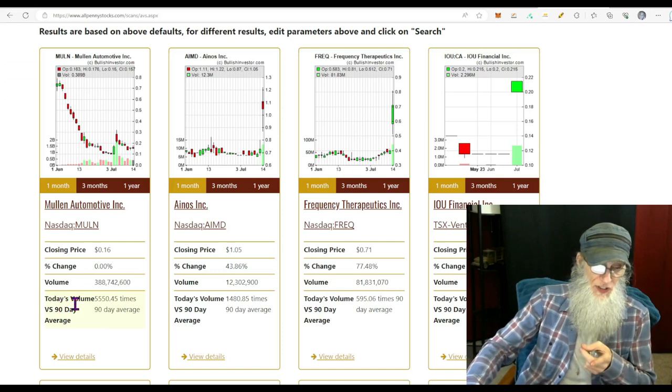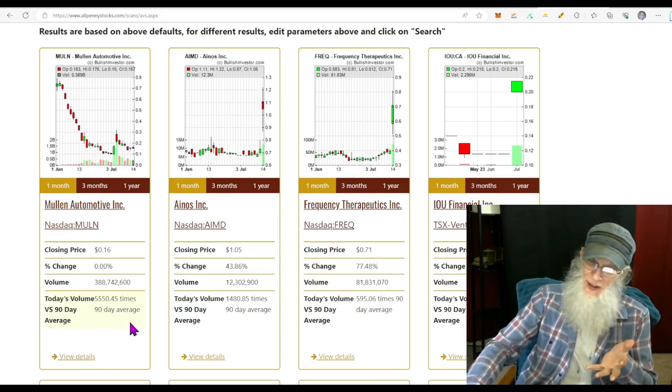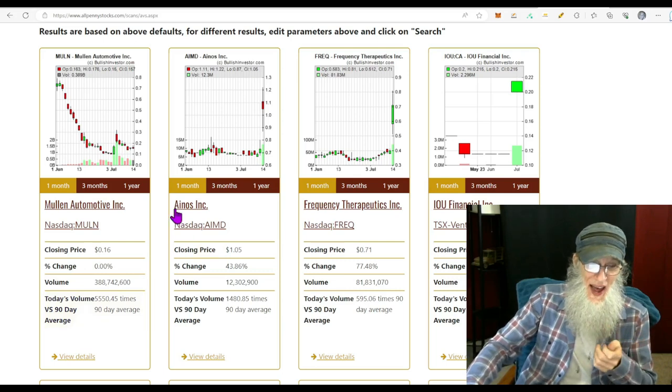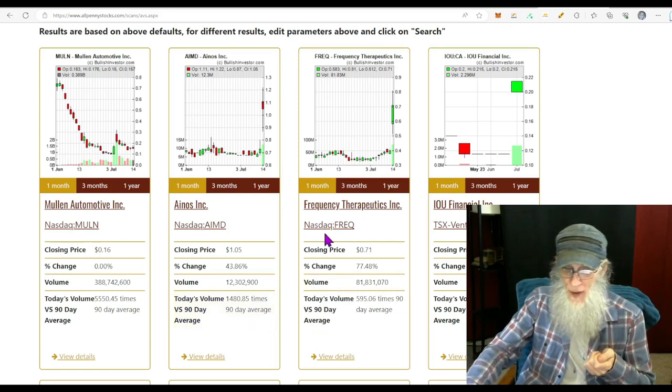Look what happened here. Today's volume is 5,550 times greater than her 90-day average. Whoa, I don't know if that's accurate. Anos here, they're at $1.05. They had a 43% increase. Volume was 12 million. That's 1,400 times her average volume.